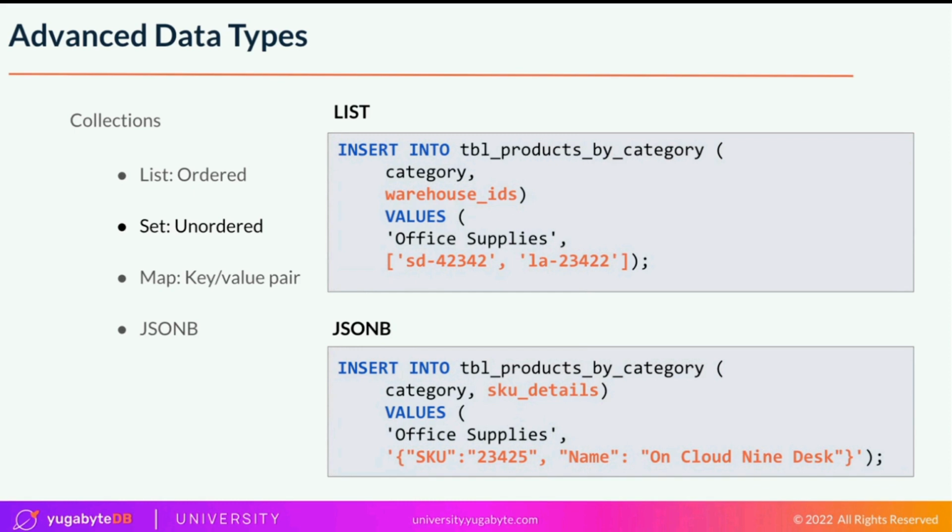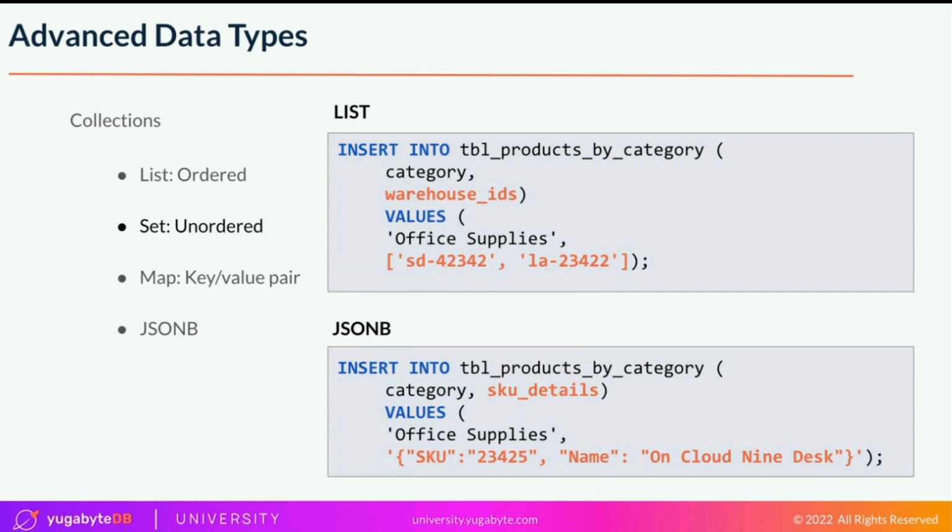So here we have a few examples of how to actually write data into these advanced data types. On the top, we have a list and we have a number of warehouses that we're adding to our warehouse IDs.